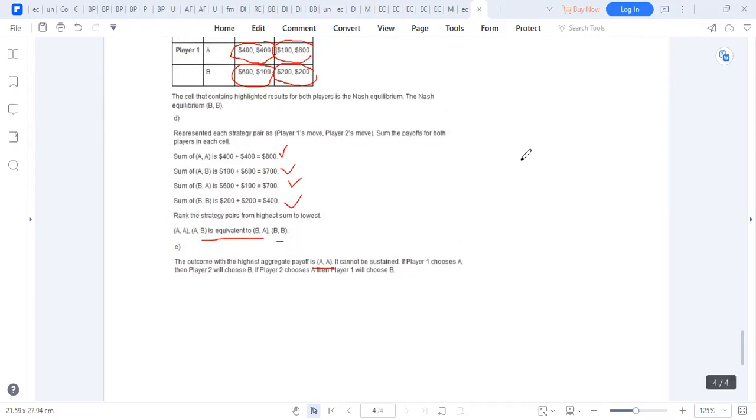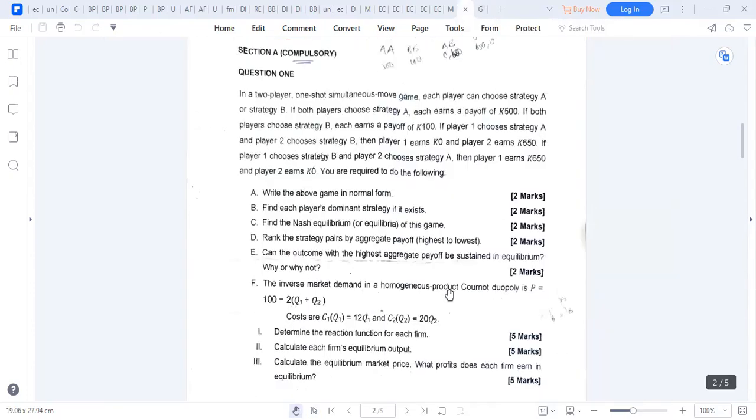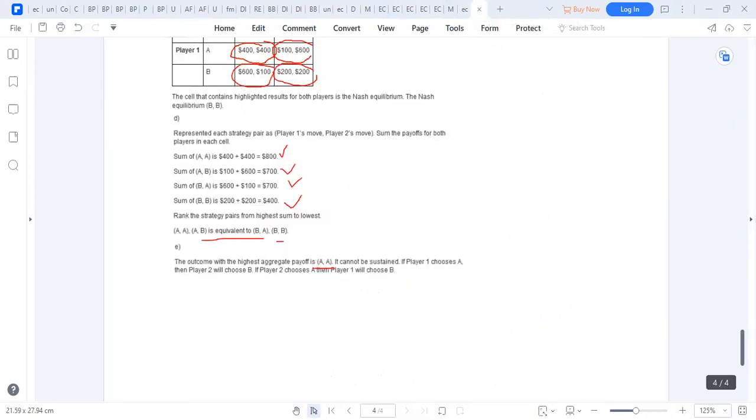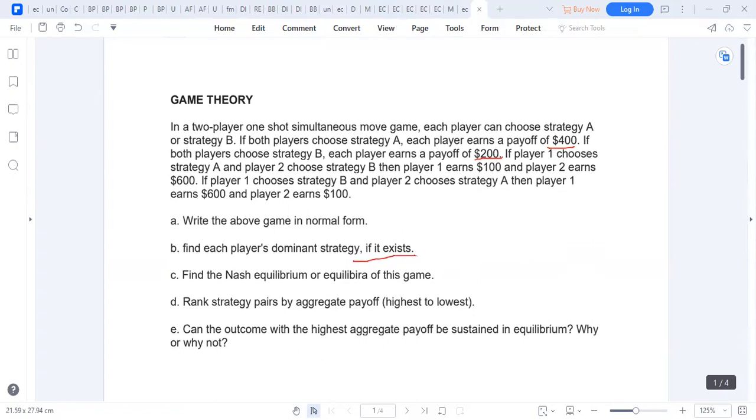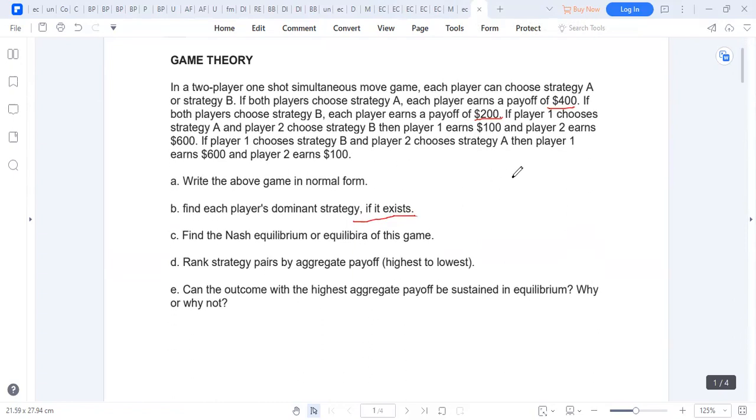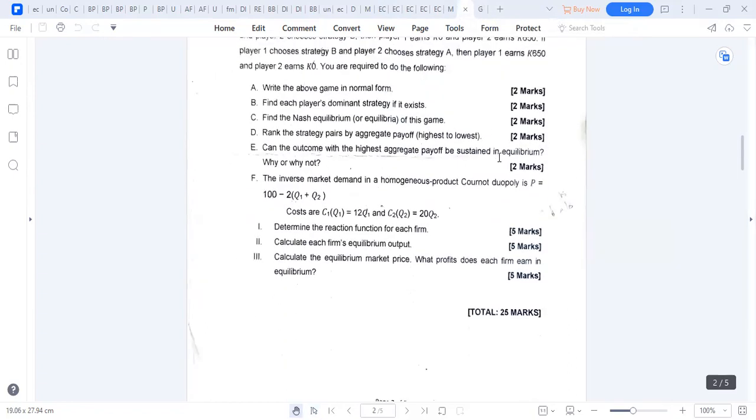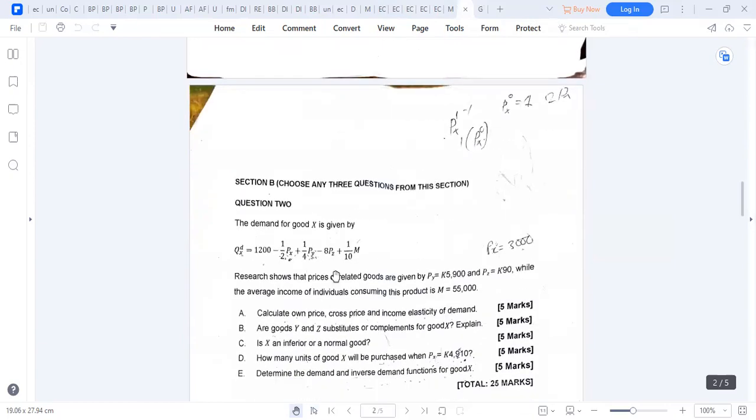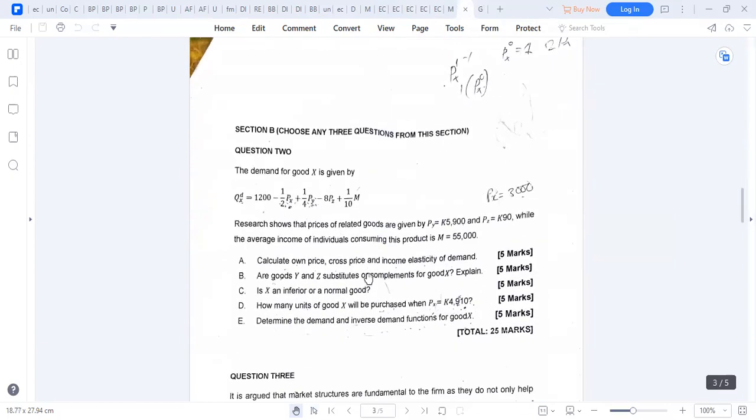So this is how game theory is supposed to be answered. And this will be an option. This will be a compulsory question. So I have explained this question in the way it's supposed to be. So what other topic would you want to look at? This one, you understood it, right?